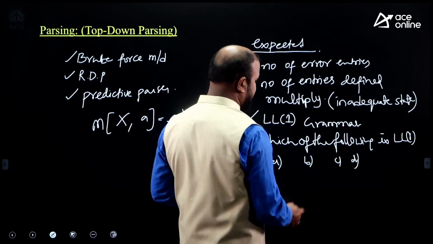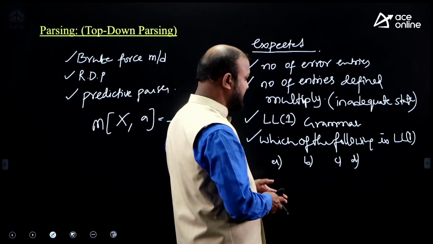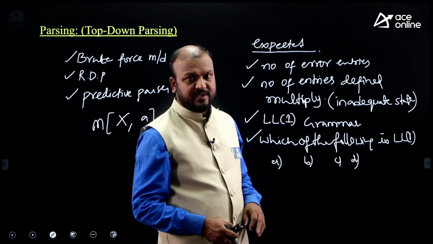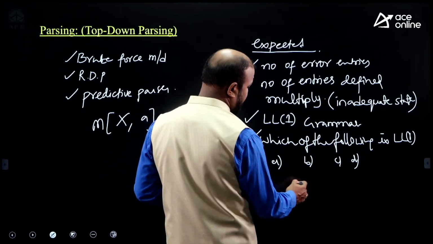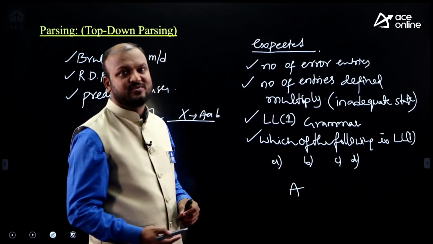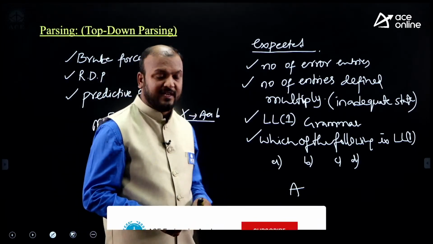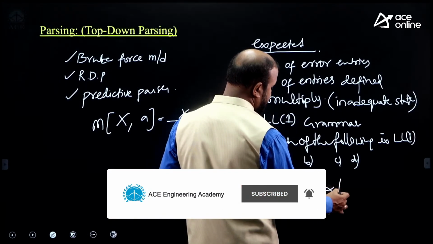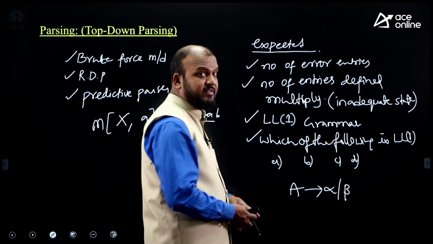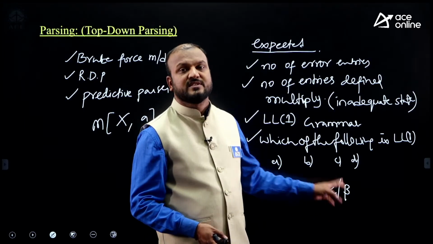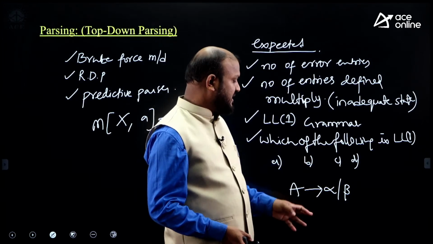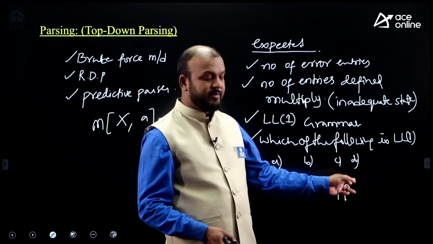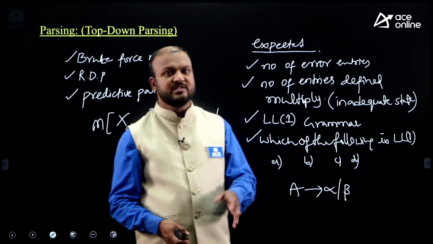Some options are given, and we have to verify each grammar whether it is LL-1 or not. And what are the rules for LL-1? If the grammar is ambiguous, it is not LL-1. If the grammar is left recursive, it is not LL-1. If it is not ambiguous and not left recursive, and any production is of the form A tends to alpha or beta, we have discussed the rules. First of alpha intersection first of beta should be phi. Then we have to look at first of alpha intersection follow of A equal to phi, if first of beta contains epsilon. Those rules we have to check.